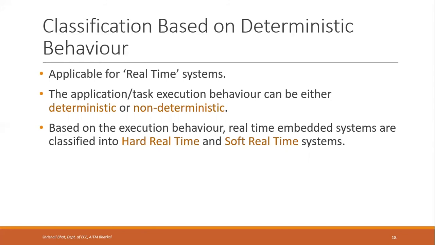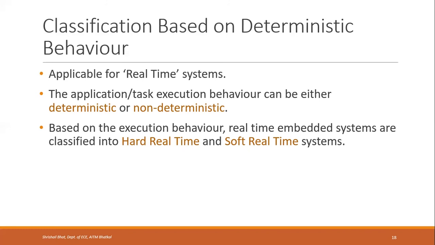Examples for hard real-time systems are flight control systems or spacecraft monitoring and control systems, where a small miss in the deadline, even by some microseconds, can cause a huge loss to life and property. So if there is a small delay in the flight control system, there might be a huge loss in life or property.